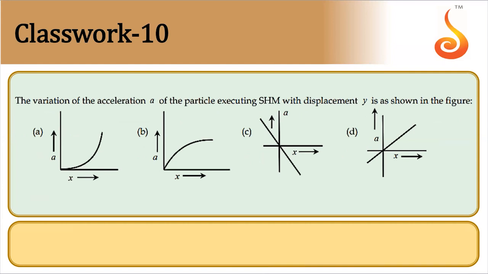Question number 10. The variation of acceleration A of a particle executing SHM with the displacement y is shown in the figure. So which of the four represents the correct graph? So acceleration versus displacement. A is equal to minus omega square x, correct? Or omega square y, depending on whether you take x as displacement or y as displacement. So acceleration is directly proportional to negative of displacement.